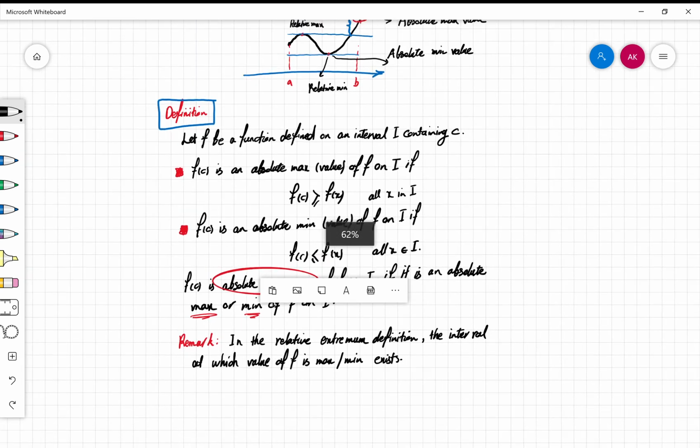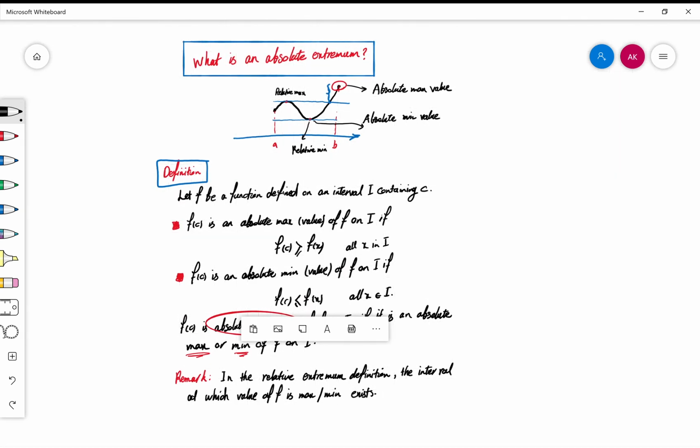Okay, this is just a definition, and in the next videos we will try to find methods through which we can detect the absolute extremum of a function.